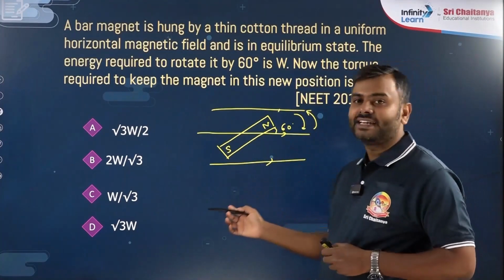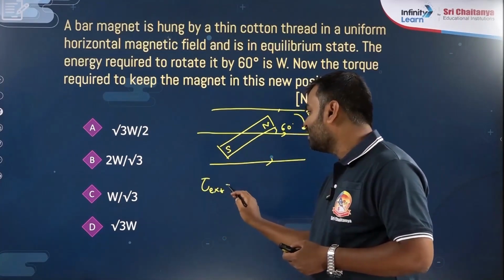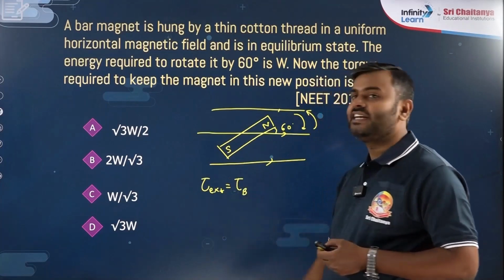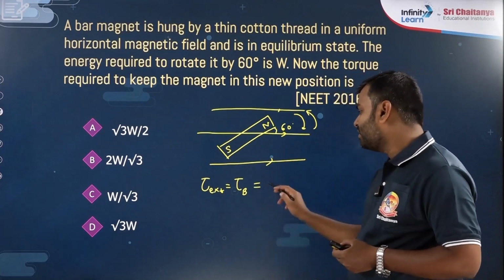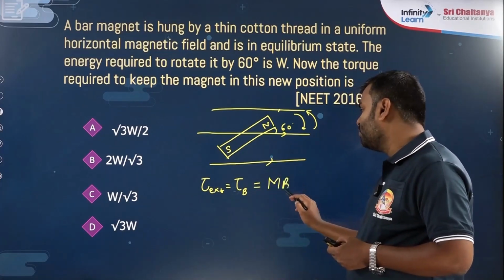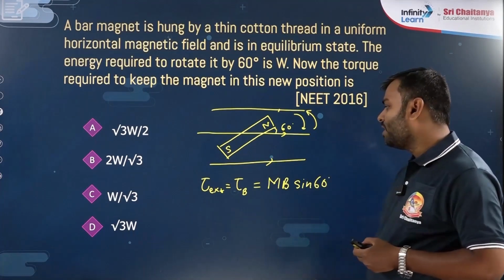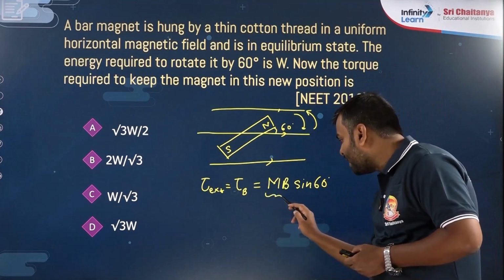So now quickly we can calculate that. Simply you can say the torque which we have to apply externally should be equal to what? The torque which it is experiencing because of the magnetic field. So that we can equate to M into B sine, what is the angle it is making? 60 degree. Okay. But in order to calculate that torque, you can see that we require the value of M into B.